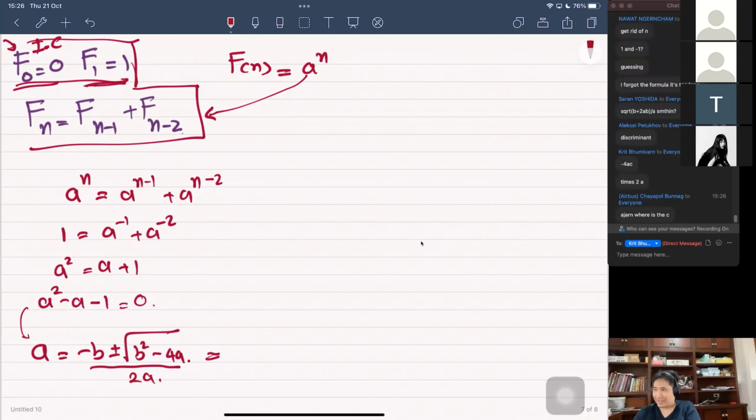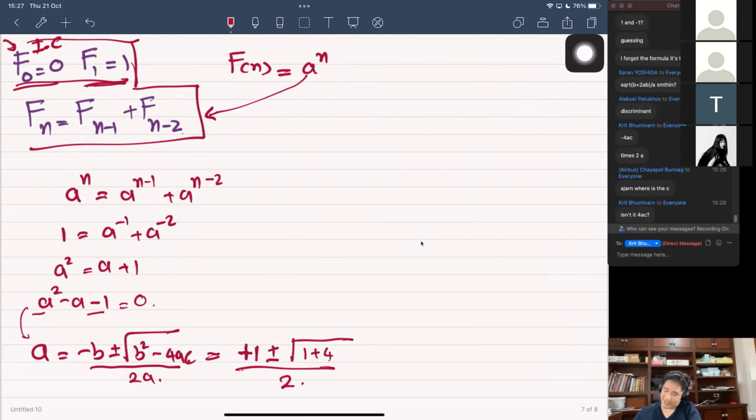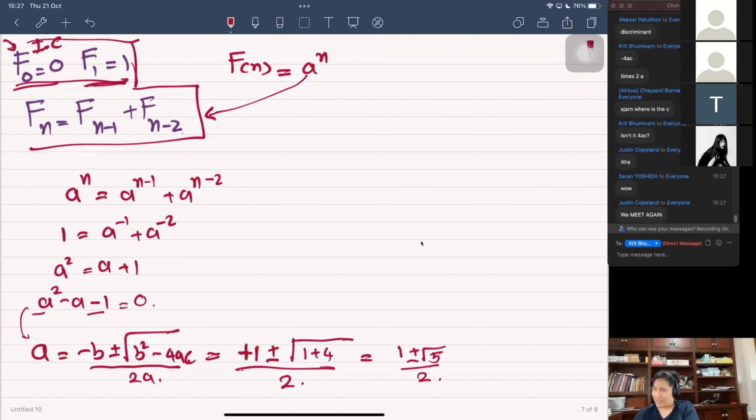Okay, let's plug in the numbers. So minus b, that's going to be plus 1, right? Plus or minus the square root of b squared, which is 1, minus 4ac, which is plus 4, over 2, which is exactly that magical number that you see: 1 plus or minus the square root of 5 over 2. So it's not random. I think the plus one is called the golden ratio.